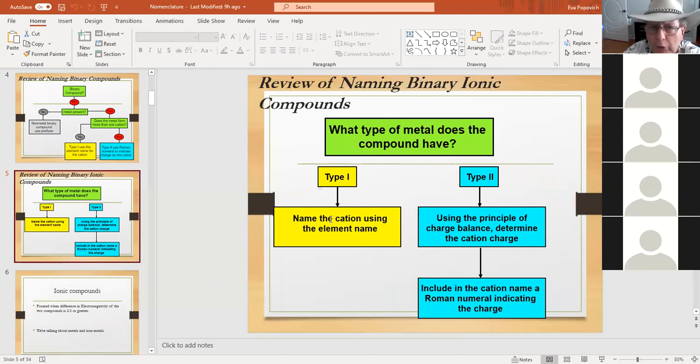If it's a type 1, again, we're going to just name the element name. Guys, I'm lazy. If I know what the charge is, why do I want to go ahead and write the charge again? If I have a sodium, I know that the sodium always has a +1 charge. So why would I have to write sodium, parentheses, Roman numeral 1? It's not necessary. It's redundant. So for type 1 elements, you don't use a Roman numeral. Type 2, you got to figure out what the charge is. Then you absolutely have to include the element name, then the Roman numeral in parentheses, indicating the charge.